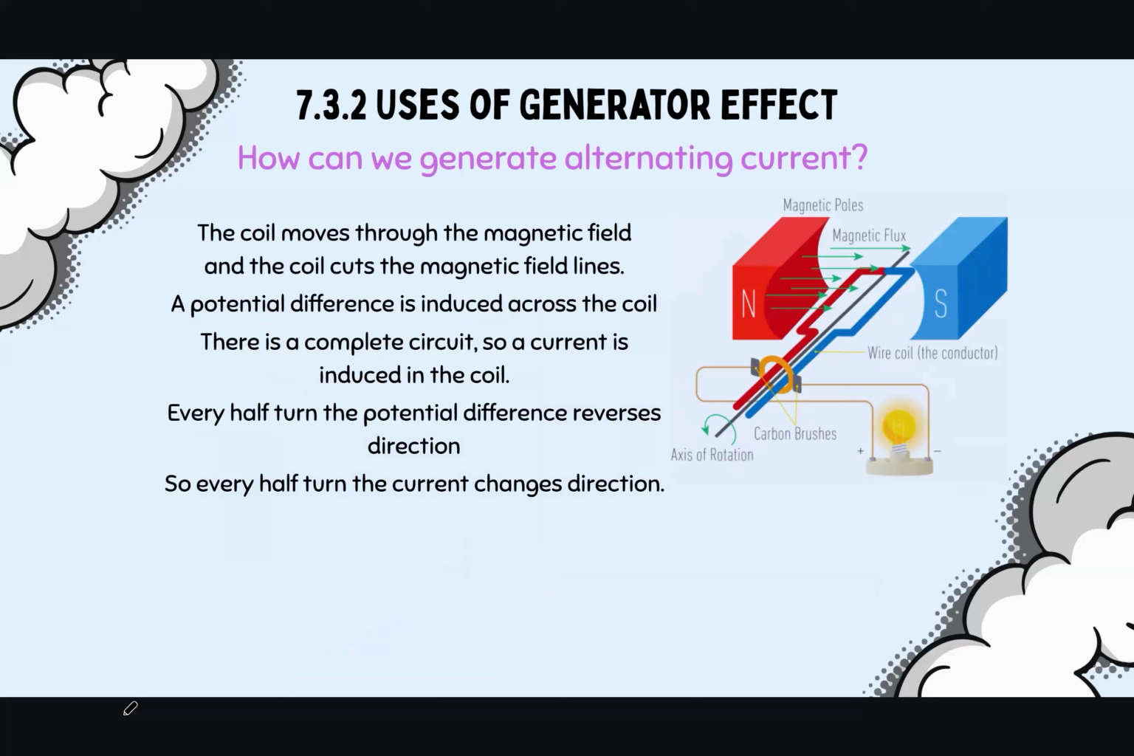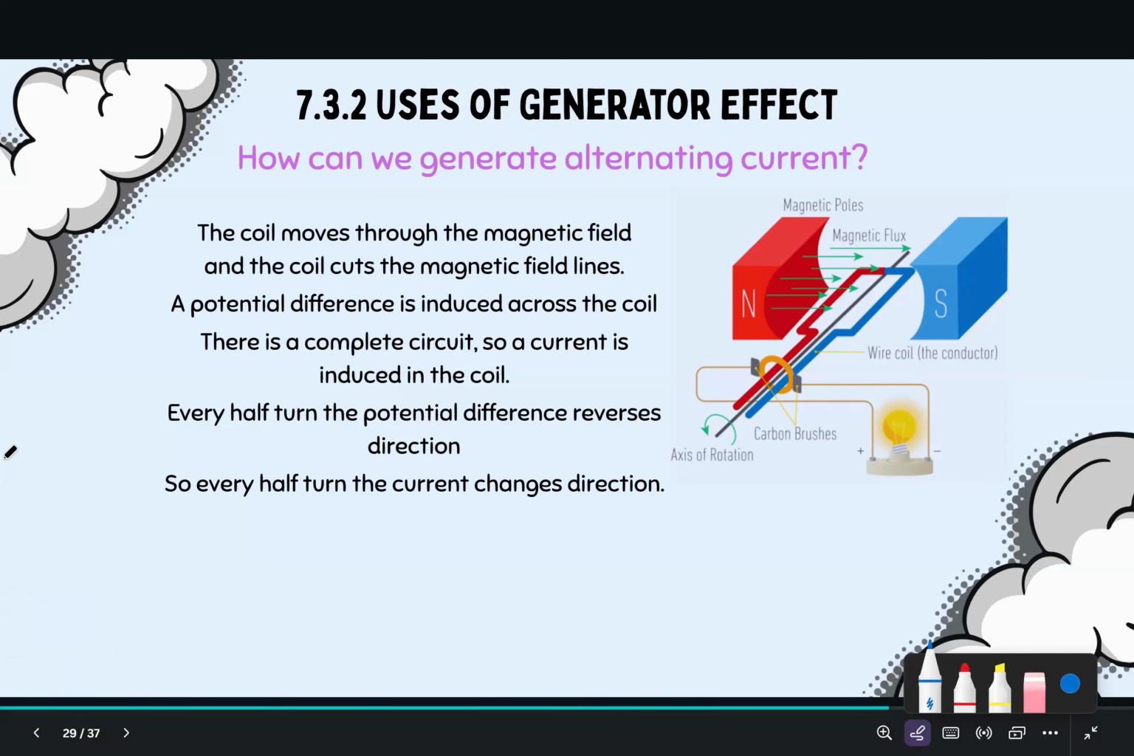So if we've understood what we went through yesterday, it makes this whole topic a lot easier. So here what we're saying is the coil moves through the magnetic field and the coil cuts the magnetic field lines. A potential difference is induced across the coil. That means it's a complete circuit, so a current is induced in the coil. So every half turn, the potential difference reverses direction. So every half turn, the current changes direction too. So let's explain that in a bit more detail.